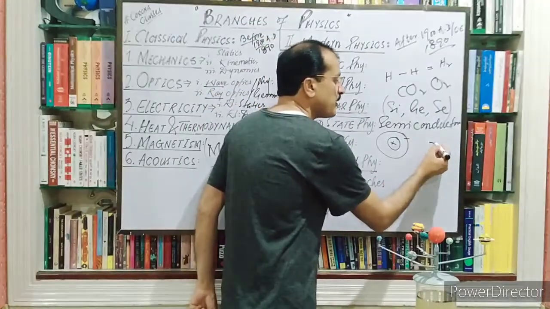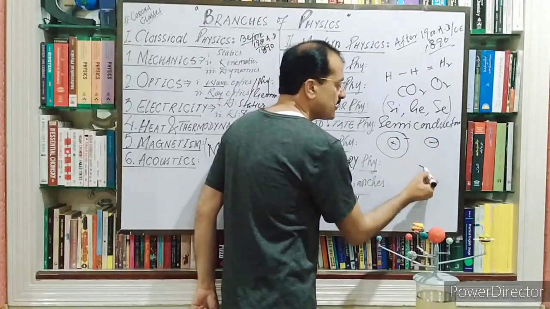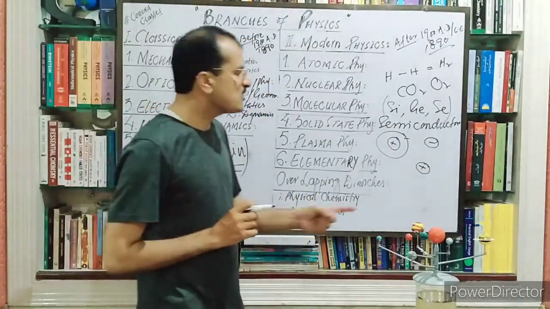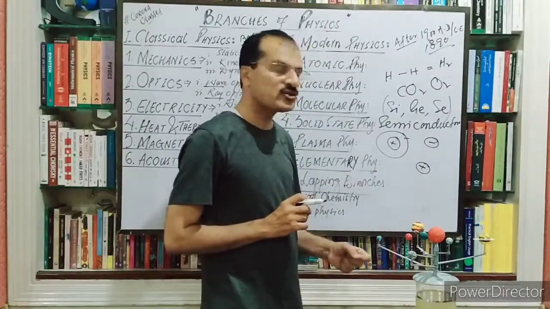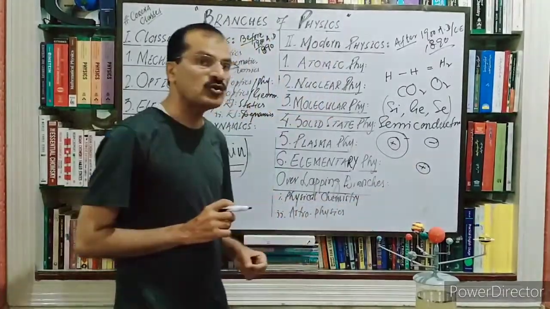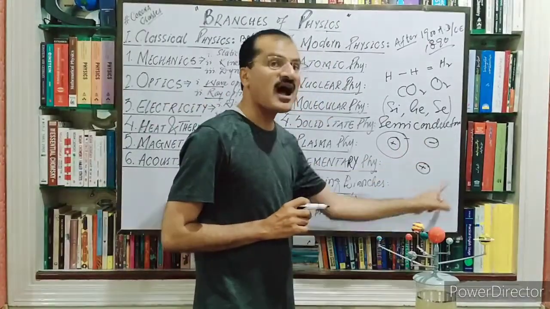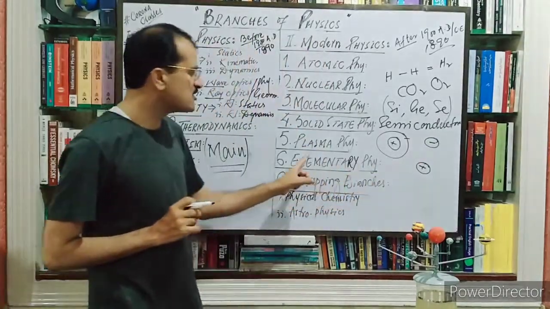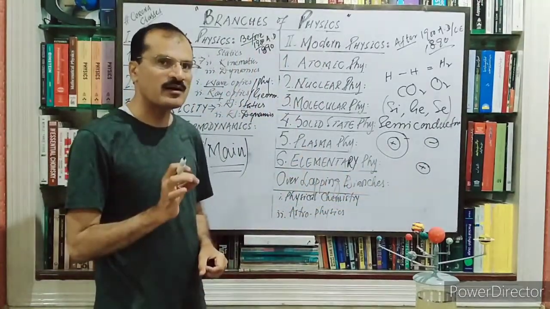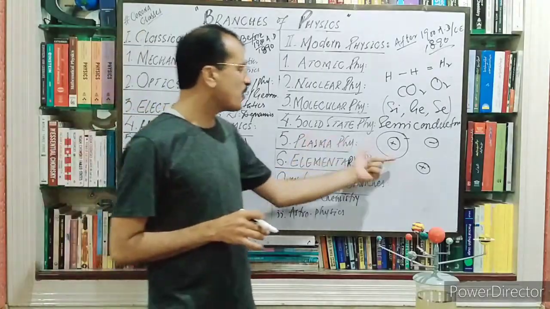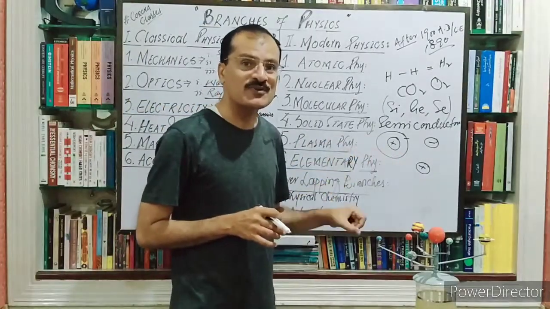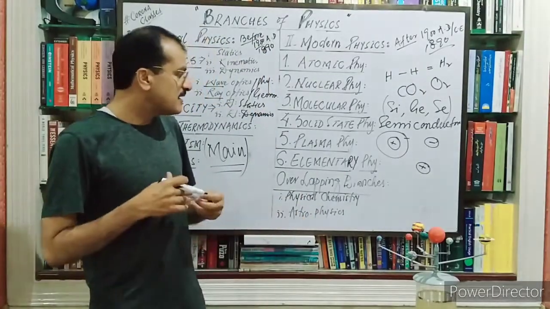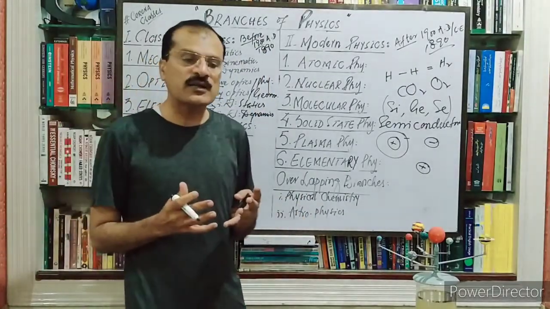They become separated, negatively charged electrons and positively charged nuclei. So any gas which consists of negatively charged electrons and positively charged nuclei is known as the highly ionized gas, and that highly ionized gas is known as the plasma. And the study of that plasma is known as the plasma physics.